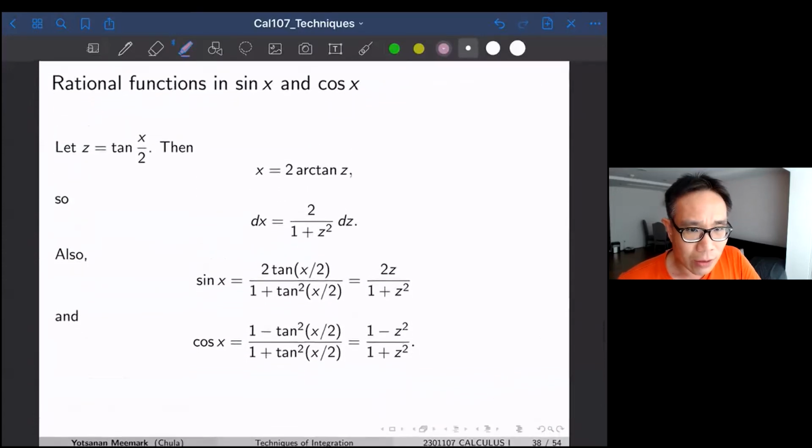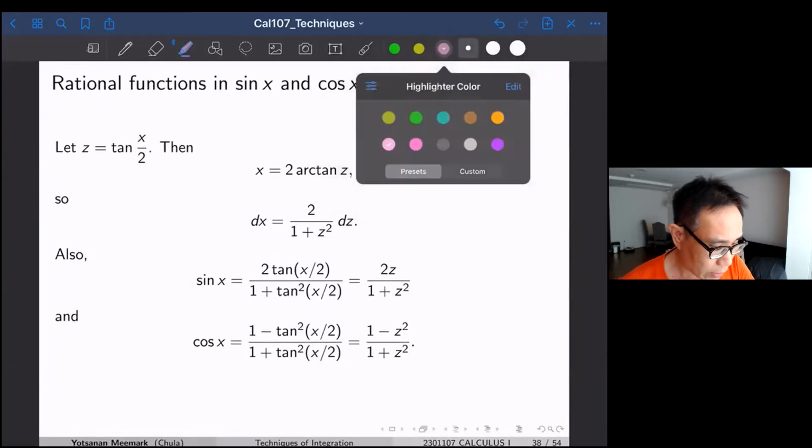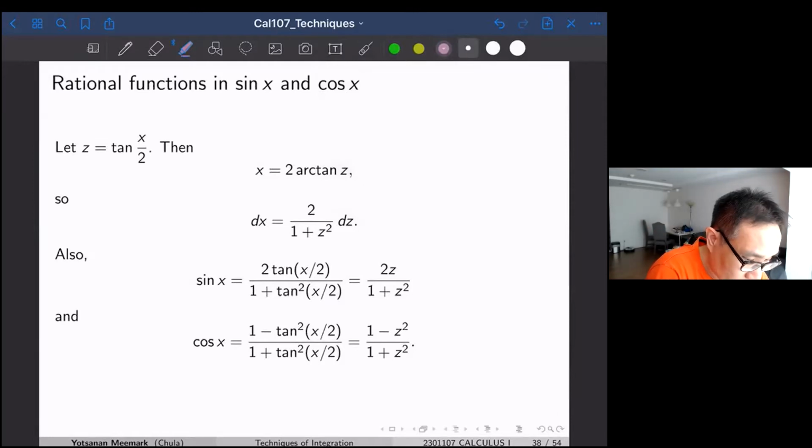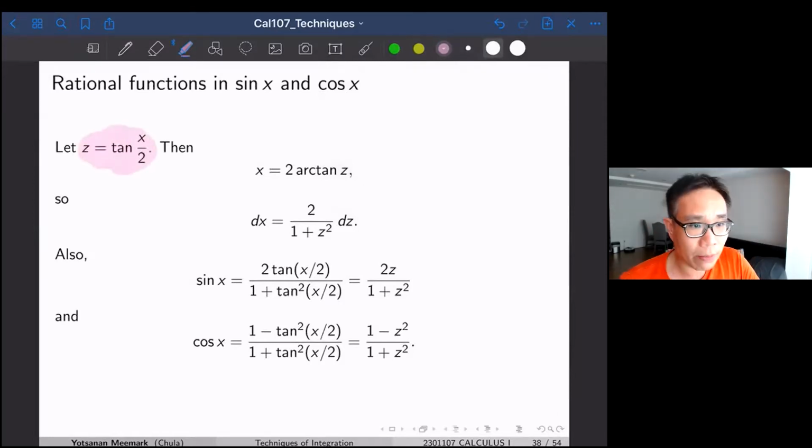So the thing that we're gonna use is we're gonna let z equal tan x over 2. The key thing, if I were you, is to memorize only this: we let z equal tan x over 2. It's gonna be the half angle. It's the technique that I have a nickname for. I call it half angle.